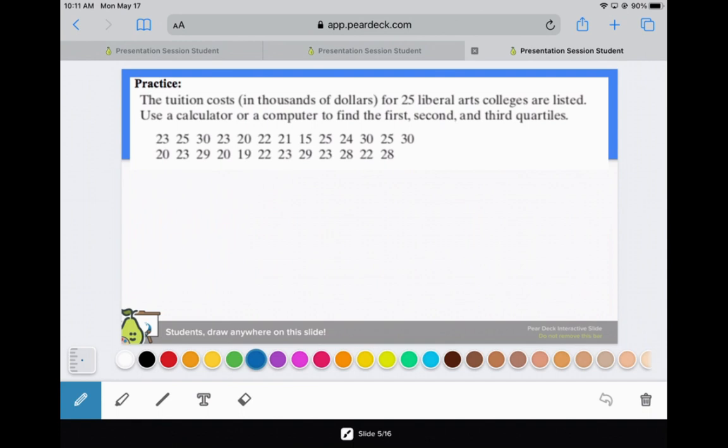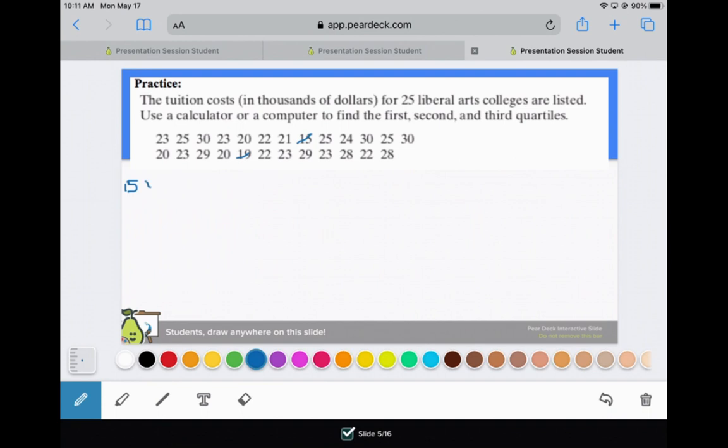We have 25 numbers. So again, let's write this. First, the lowest number is 15. So I'm going to label 15. Then the next one would be 19.